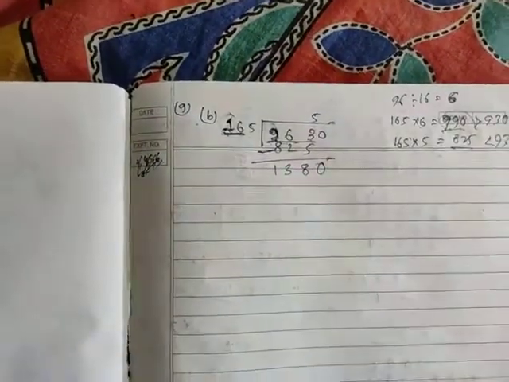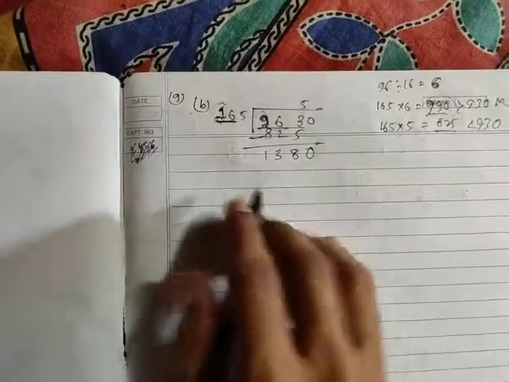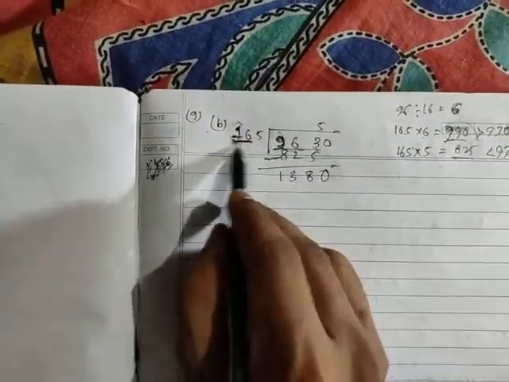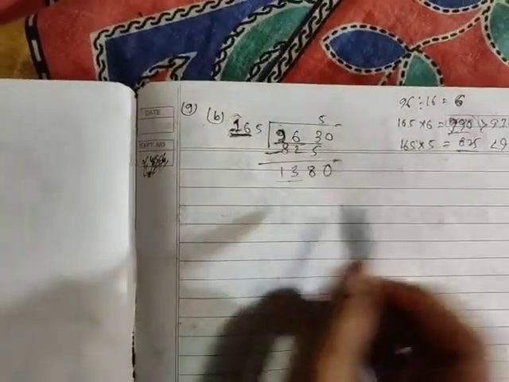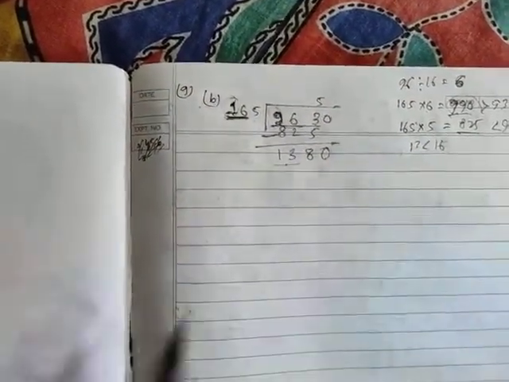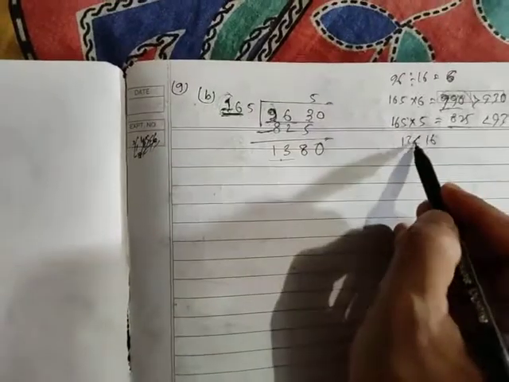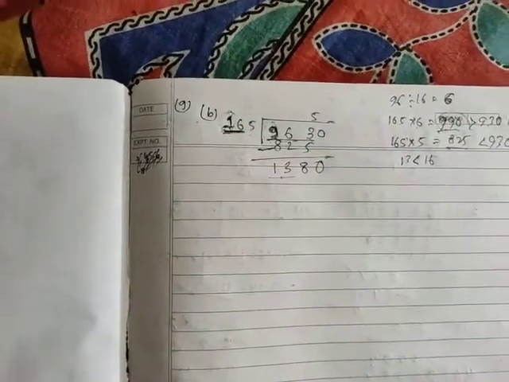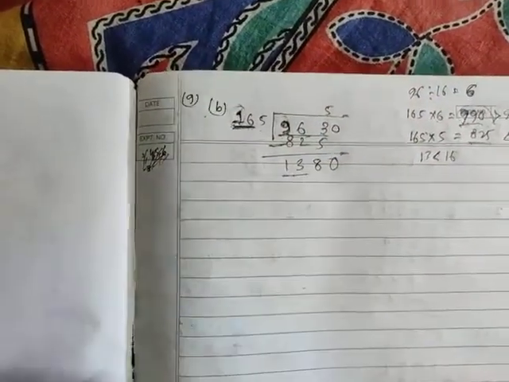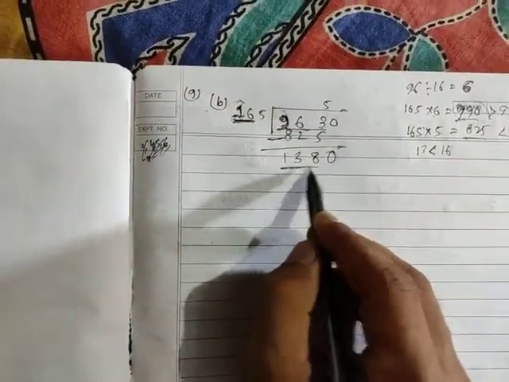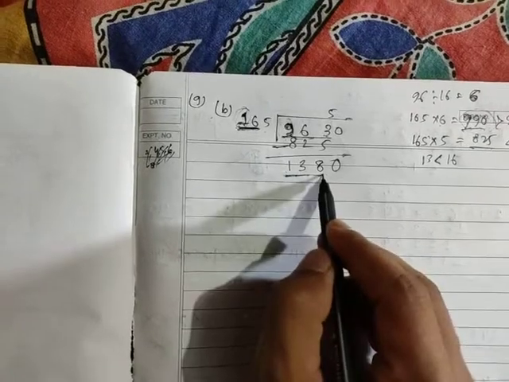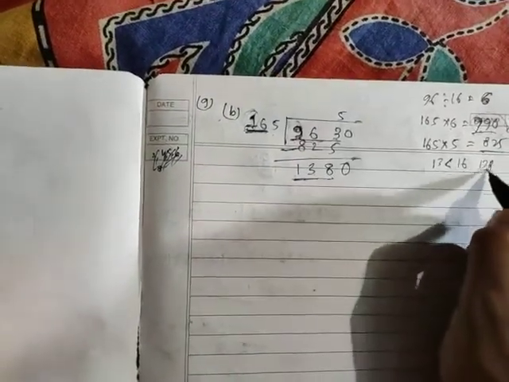Bring down 0. Okay, now see, 2 digits 16, here 2 digits 13. So 13 is less than 16, so it is not possible. So division is not possible. That means I cannot divide 13 by 16. Now for this case I have to take 3 digits. That means 138.